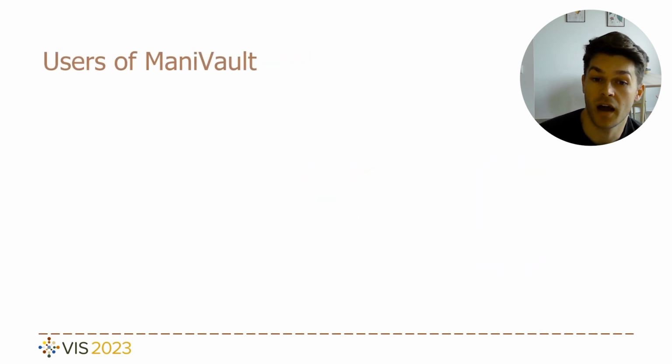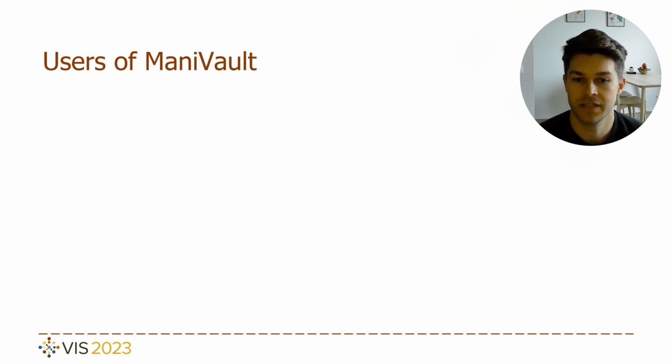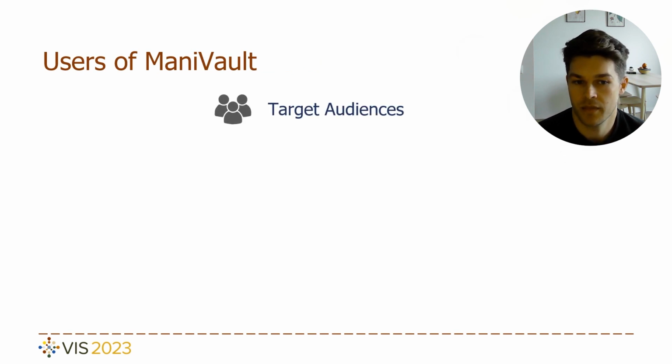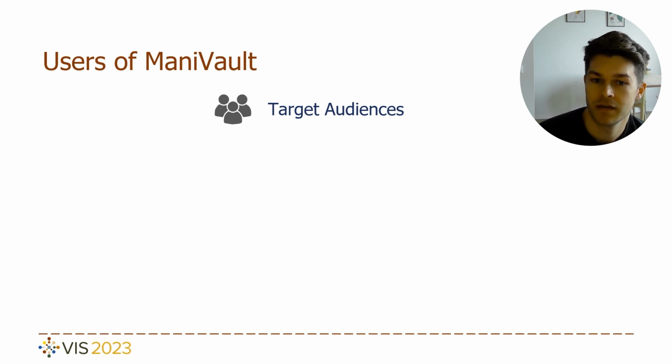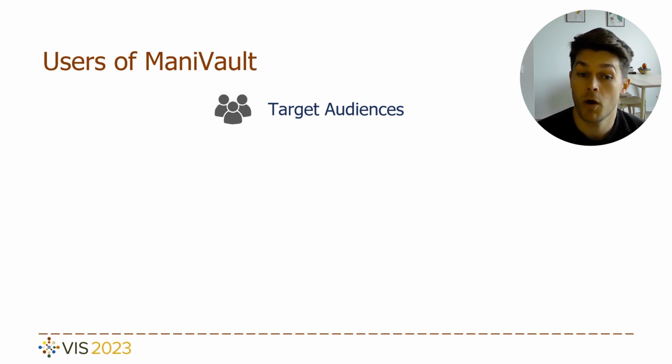Let's begin with our target audiences. Now, I already established that ManiVault is a visual analytics framework that focuses on high-dimensional data. But even more elementary than that are the questions: who are the intended users? Which problems should the framework solve? And ultimately, how does this shape its design?